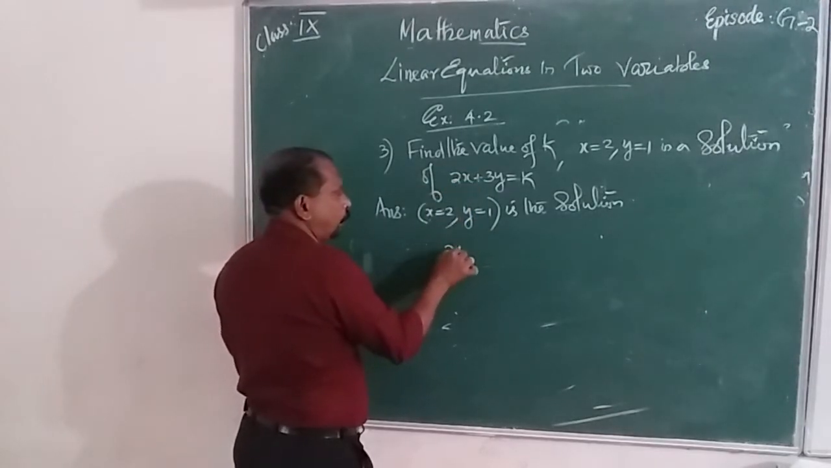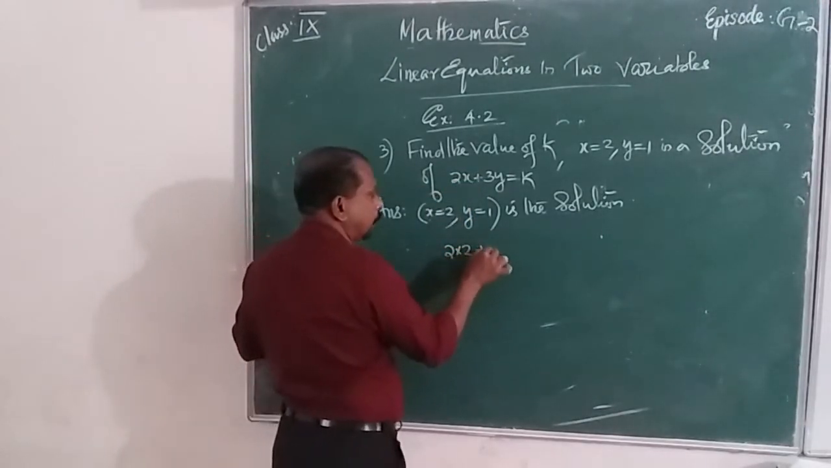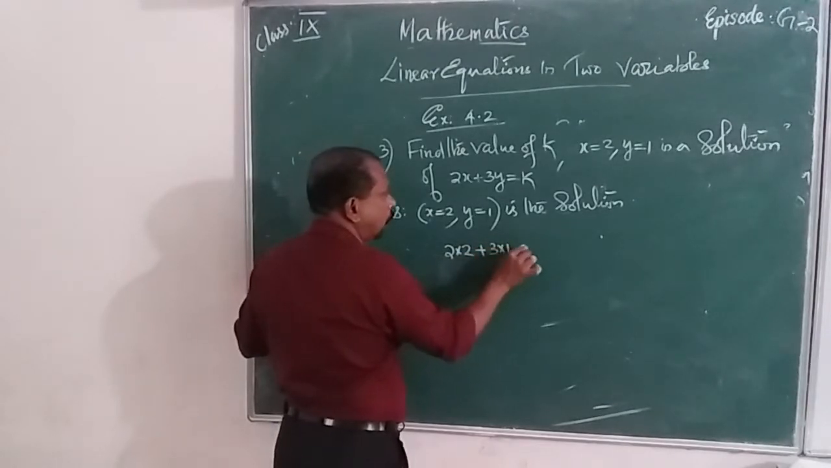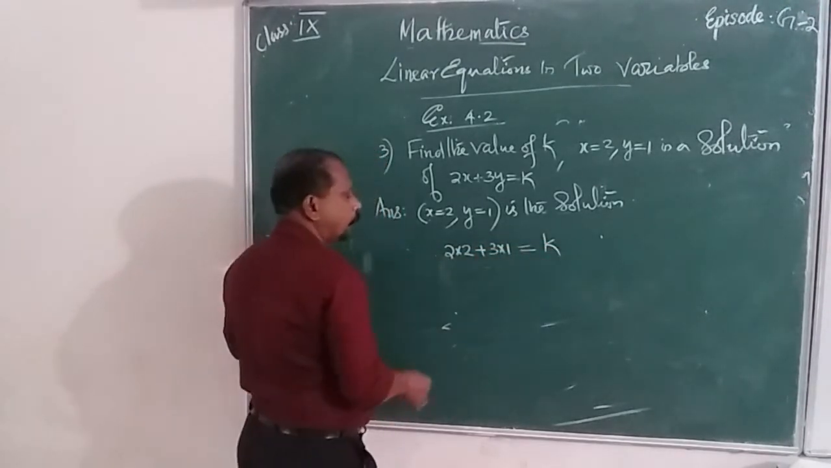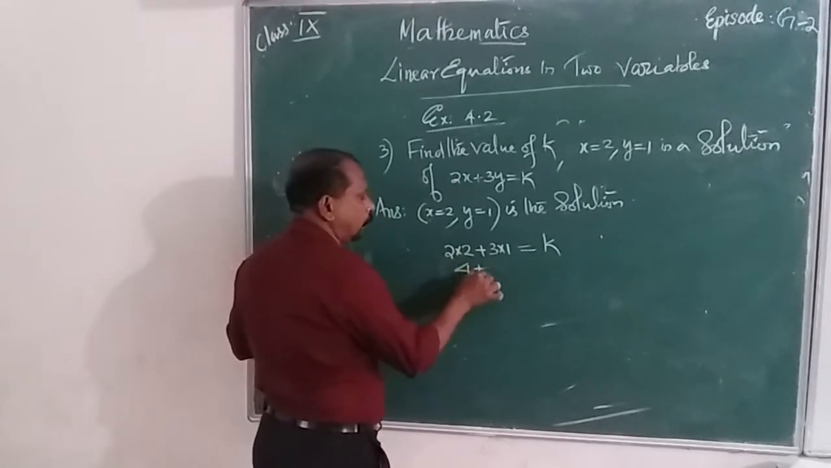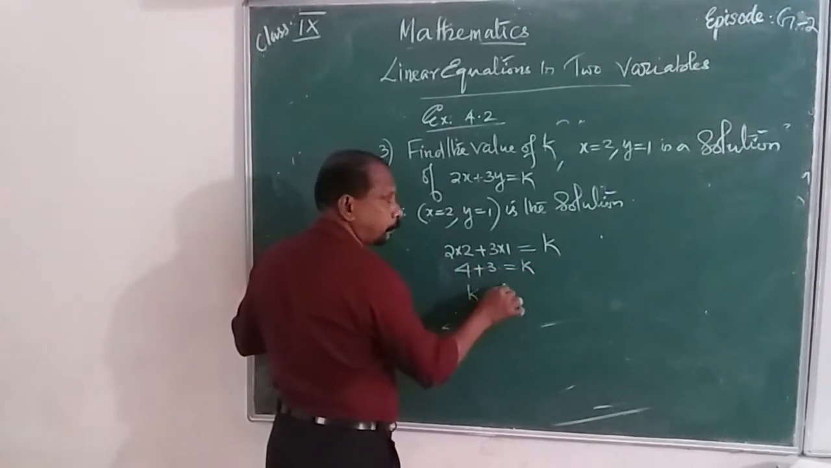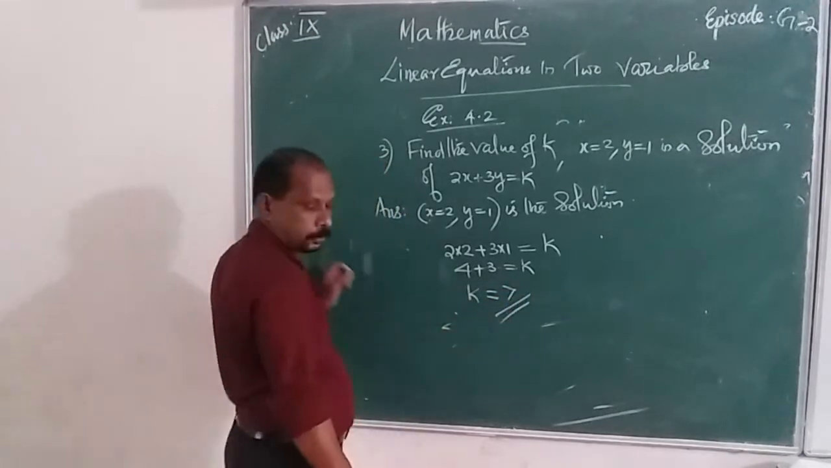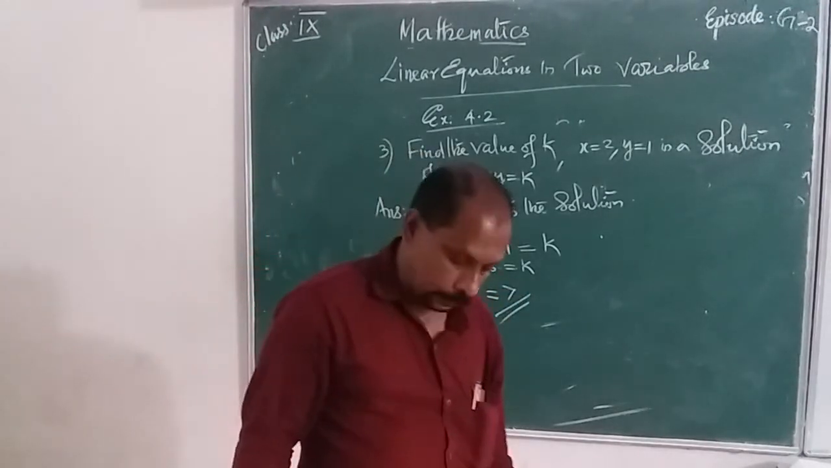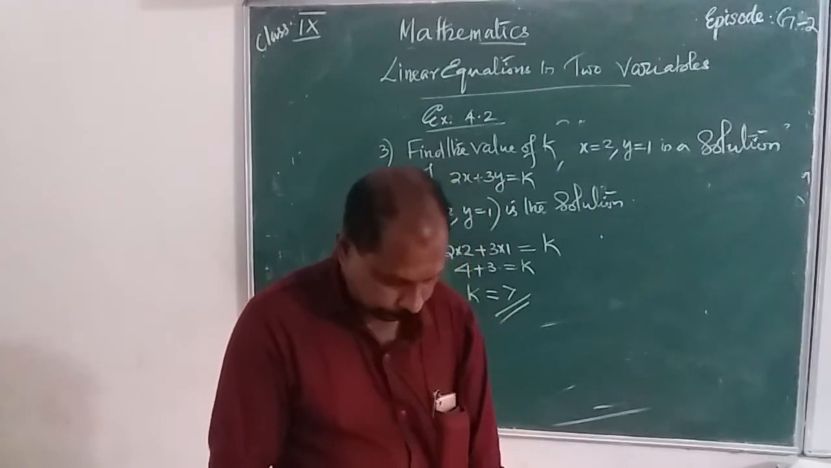Therefore, 2 into 2 plus 3 into 1 is equal to k. 2 into 2 is 4, 3 into 1 is 3, so k is equal to 4 plus 3, is equal to 7. Therefore, k is equal to 7 is the answer to that question.